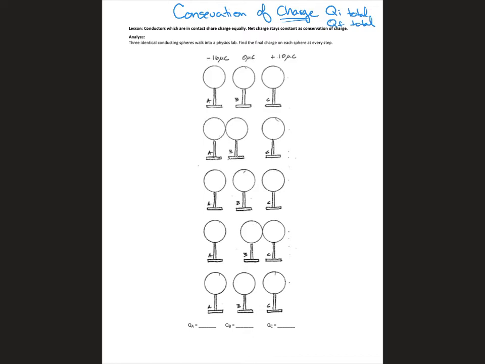So let's begin with three identical conducting spheres. They each have different charges. We've got Q1 has a charge of negative 16 microcoulombs, Q2 is 0, and Q3 is positive 10 microcoulombs. Now, why micro? Micro, you may remember, is times 10 to the negative 6th. It just simply means that it's a small amount of charge.